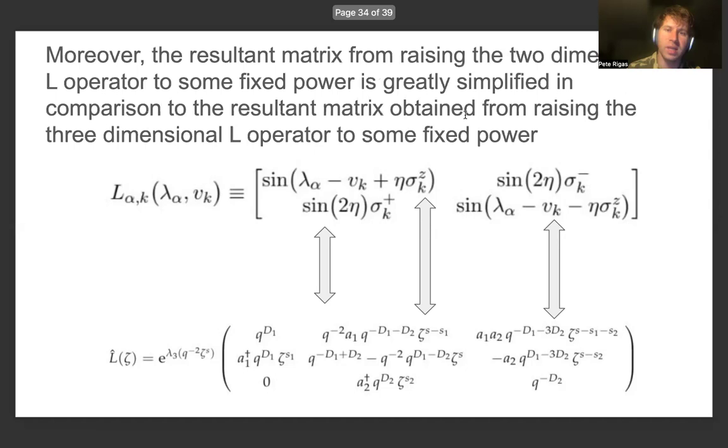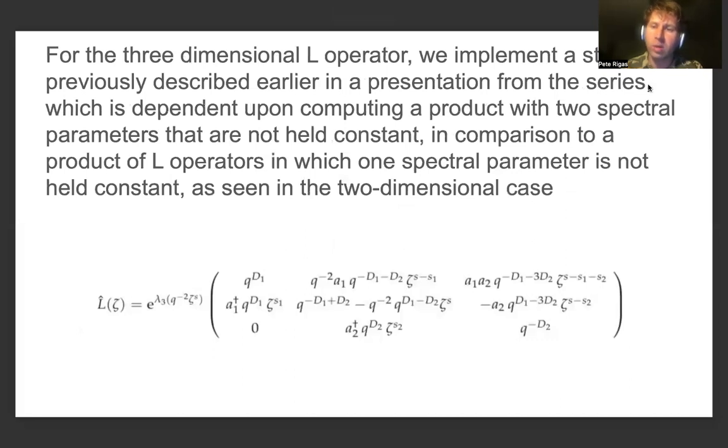And so, moreover, the resulting matrix from raising the two-dimensional L operator to some fixed power is greatly simplified in comparison to the resultant matrix obtained from raising the three-dimensional L operator to some fixed power. I'm sure it's very clear to the viewers that if you're looking at different products of L operators in the two-dimensional case, that's going to exhibit a vast simplification to the computations and recursive relations that you could hope to obtain from taking different products of L operators in higher dimensions, namely 3 dimensions. And from the three-dimensional L operator, we implement a strategy previously described earlier in the series, which depends upon computing a product of 2 spectral parameters that are not held constant, in comparison to a product of the L operators in which one spectral parameter is not held constant, as seen in the two-dimensional case.